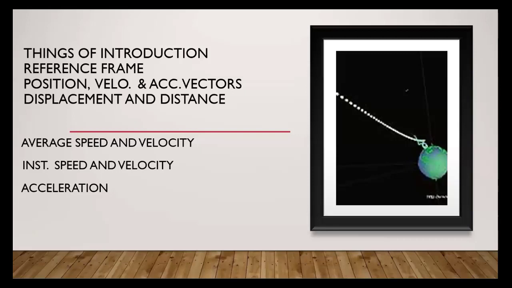Next, instantaneous speed and velocity. In some circumstances, instantaneous speed and velocity are the same. I will tell you later when instantaneous speed and velocity are different. Instantaneous velocity is dx by dt. It is the velocity at that particular time, right when you are going to calculate it.